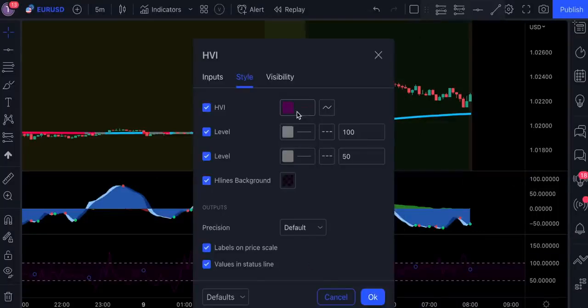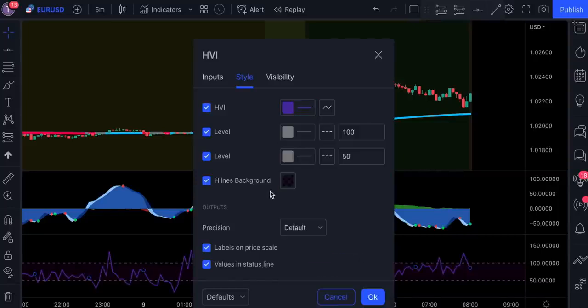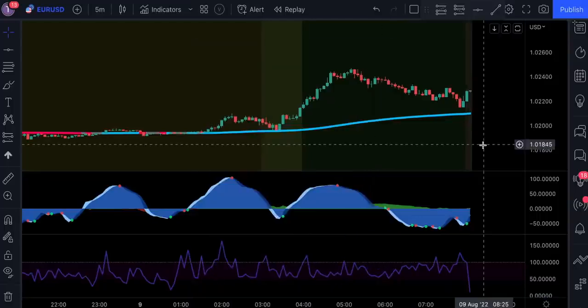First, let's make this line a bit more visible. Let's untick this 50 level and change this line from dashed to dotted. Okay, the strategy is ready, now let's select the particular sessions we're going to be trading on.